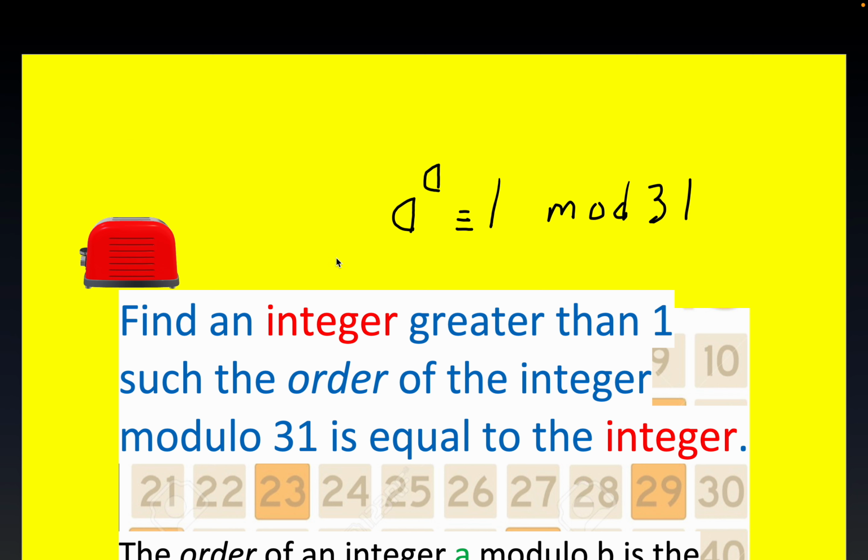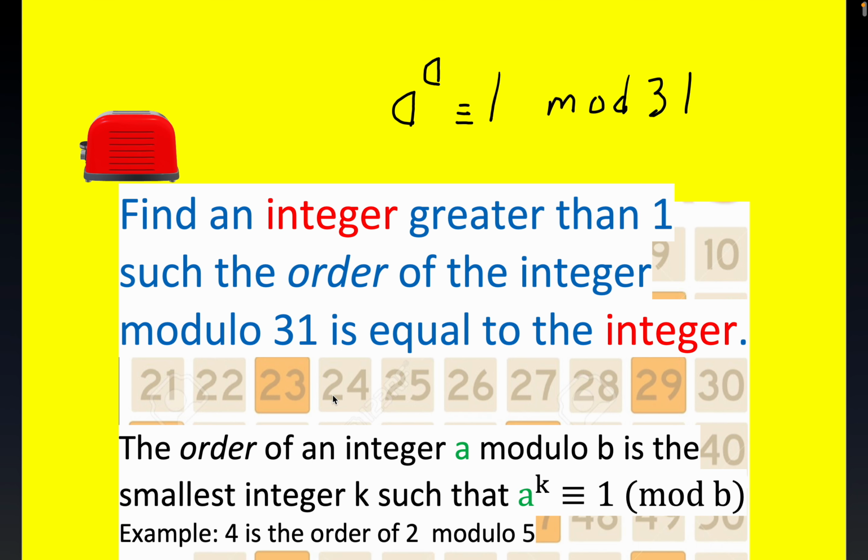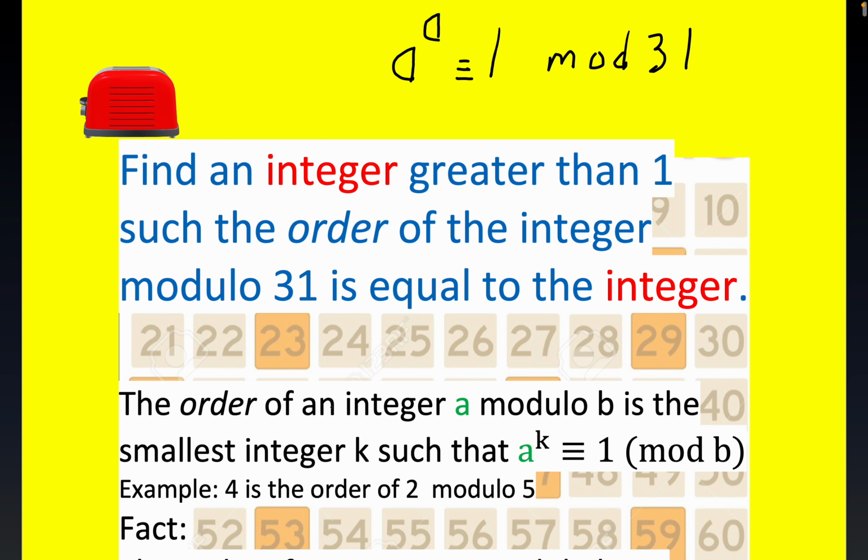Now let's move along and briefly talk about how the order is defined. The order of an integer a, notice that it's not equal to 1 because 1 raised to any power is just 1, so that's not interesting. So we're looking for an integer a other than 1. The order of an integer a modulo b is the smallest integer k such that a to the k is congruent to 1 mod b.